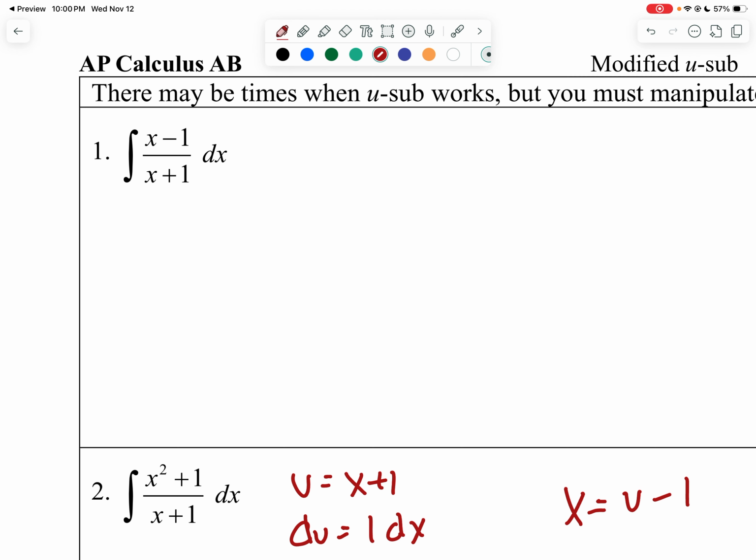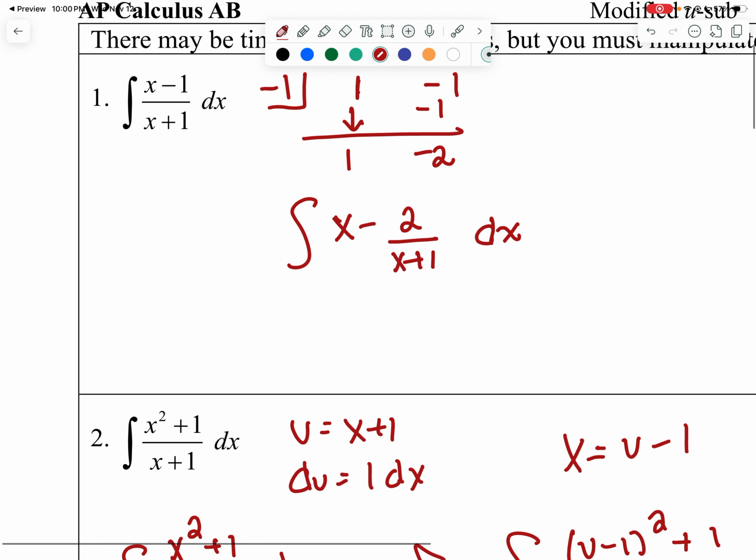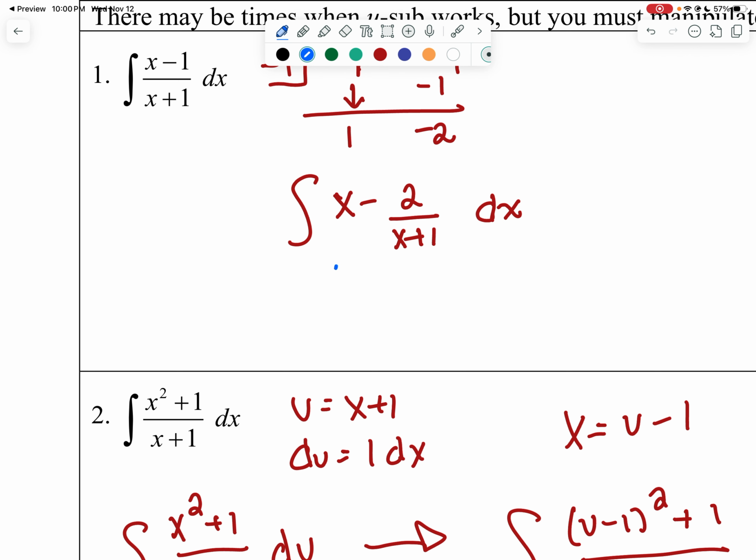Instead, I'm going to use synthetic division here. I'm going to have -1 in my little house. I have 1 and -1. That becomes 1, -1, -2. So then if this is still in terms of x, I have x minus 2 over x plus 1 as my integral. So essentially, I'm just rewriting my integrand so that it is nicer. That way, we could take the antiderivative of this and call it a day.